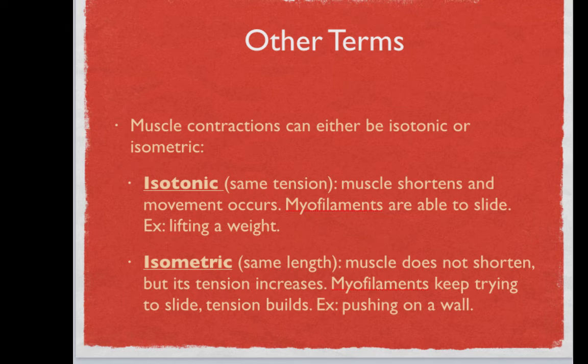Muscle contractions can either be isotonic or isometric. Iso means same, so we're talking about what stays the same during a muscle contraction. Isotonic means that the tension stays the same. Isometric, metric, think meters, means that the length of the muscle stays the same. In an isotonic movement, the myofilaments are able to slide past one another. In an isometric movement, they're not. So the isometric movement has tension increasing in a muscle without actual movement of the insertion bone.